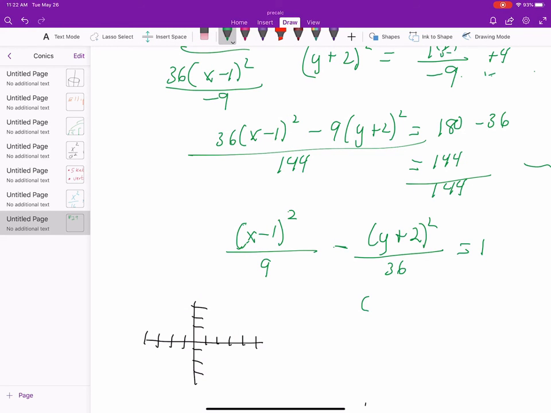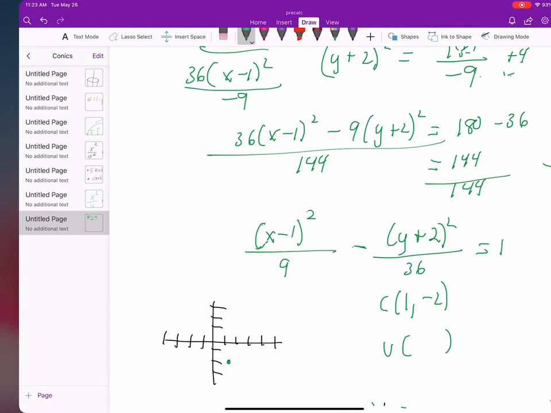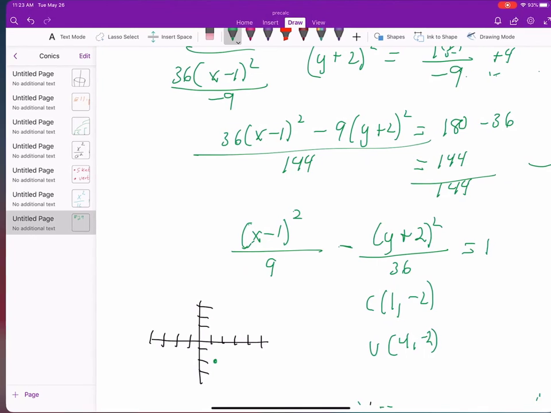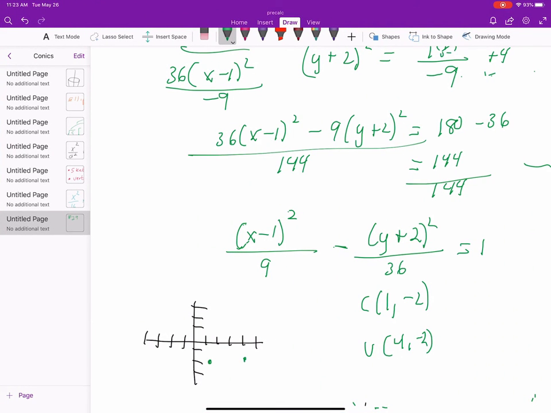So the center is 1, negative 2, because it's always the opposite. There's my center. I need to know the vertices and sketch it, so I might as well just get all this stuff. It's opening up on the horizontal because the x comes first, and it's 3, the square root of 9, so it's 3 away. So that'd be 4 comma negative 2. Right there is one of my vertex points. Then I got to go back 3, so that'd be negative 2. Right there, so that's my other vertex point.